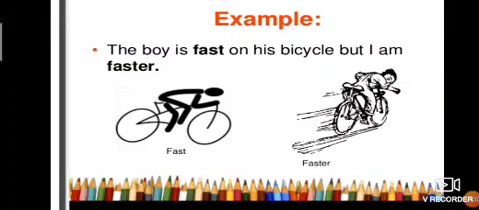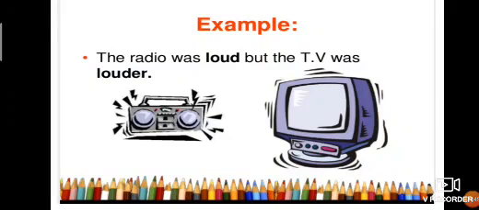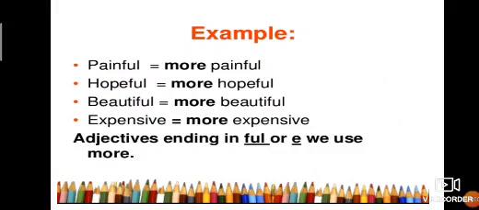Second, the boy is fast on his bicycle, but I am faster. We are comparing two boys. So in those two boys, I am faster. The radio was loud, but the TV was louder. What is being compared? Two things, yes or no? Radio and TV. So it is louder. We are just adding er to it.